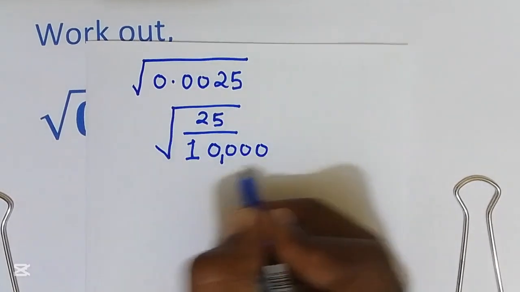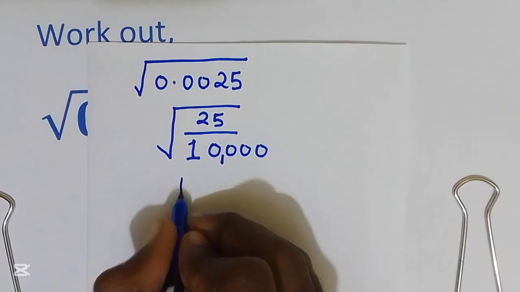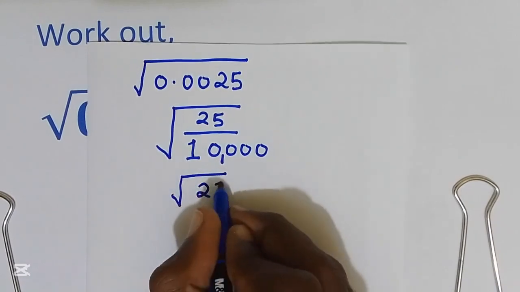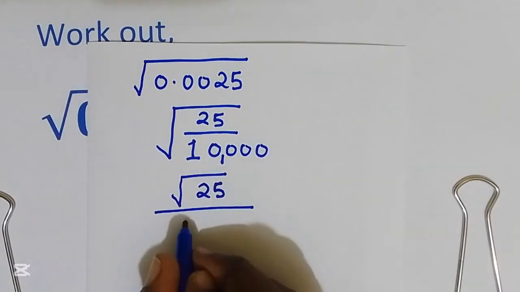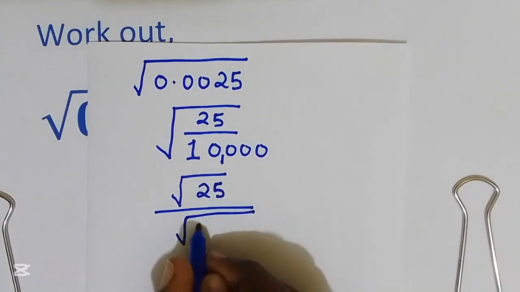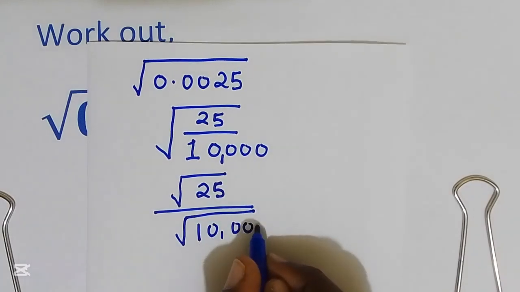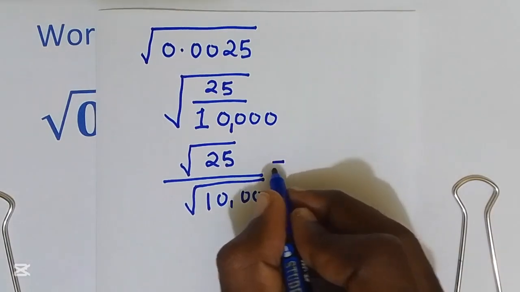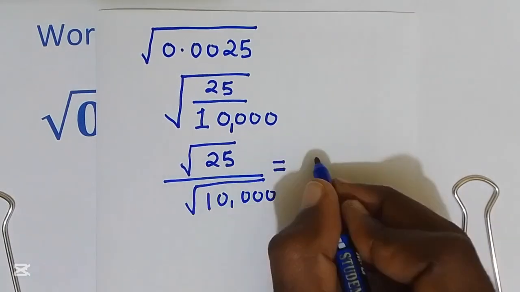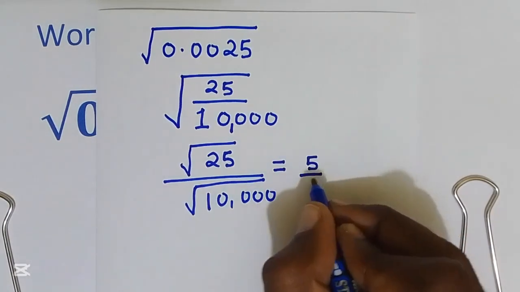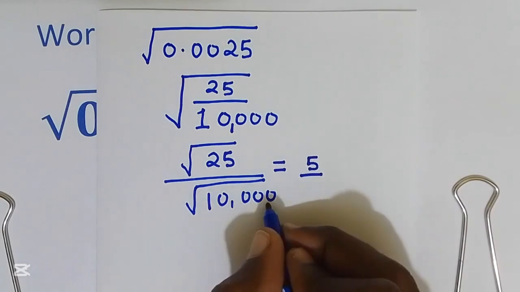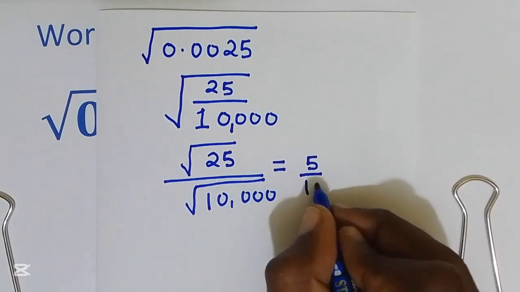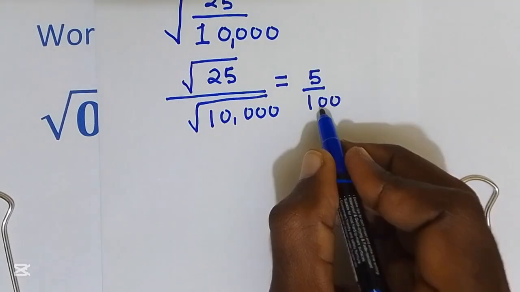But this can be written as square root of 25 over square root of 10,000. This is equal to square root of 25, it is 5, over square root of 10,000, it is 100. Let us change this into decimal.